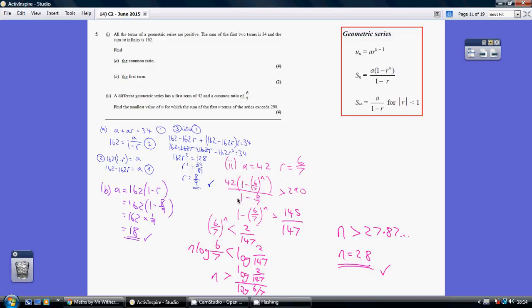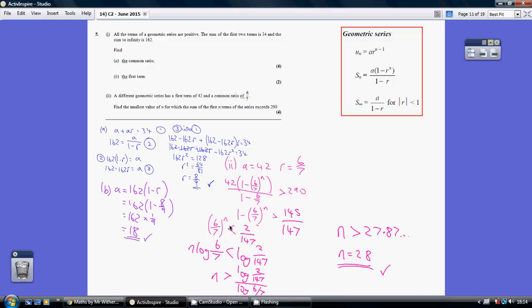So I have then, this is a 7th on the denominator, so I've chosen to multiply both sides by 7 and divide by 42, giving me 1 minus 6 over 7 to the n being greater than 145 over 147. I've then added this to both sides, deducted this from both sides, so this is now over on the right, so I've now got 6 over 7 to the power of n being less than 2 over 147.